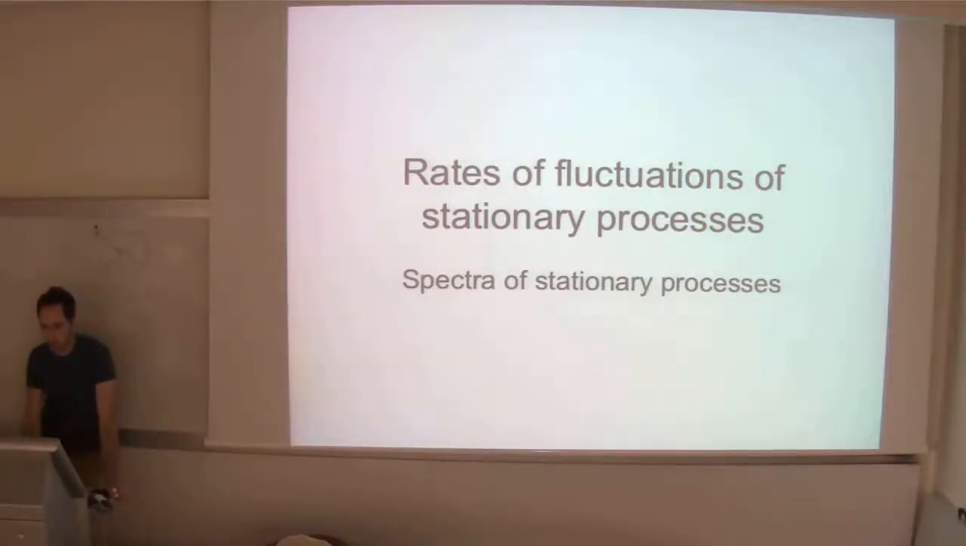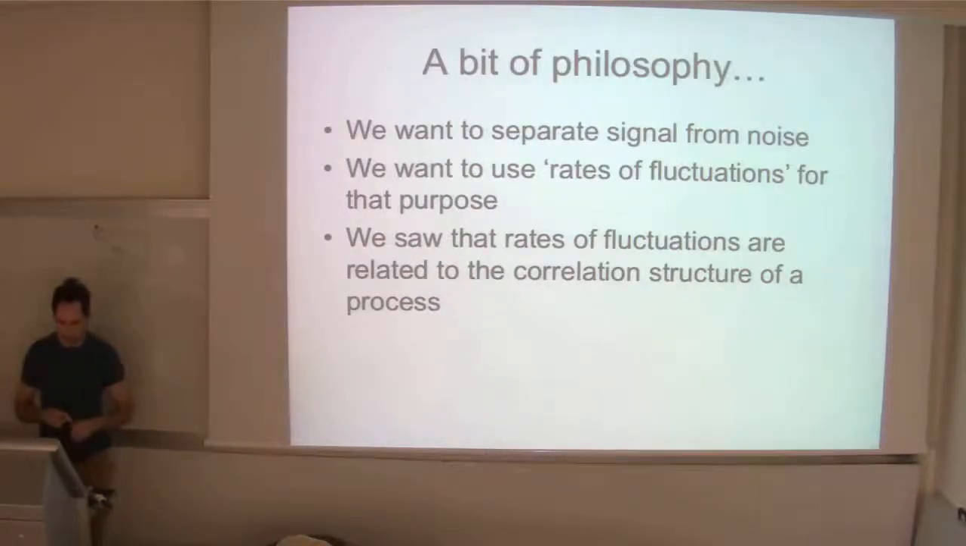Okay, so right now we talked about rates of fluctuation of stationary processes, and let's start to talk a little bit about the spectra of stationary processes. So I remind you again of the philosophy that we talked about yesterday and today: we always want to separate signal from noise. For that, we need to describe what is the signal and what is the noise. It depends on the experiment, etc. But here we want to use rates of fluctuation for that purpose. So we saw that rates of fluctuation are related to the correlation structure of a process.